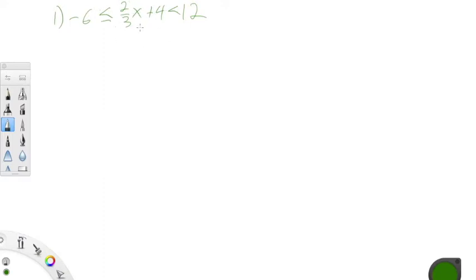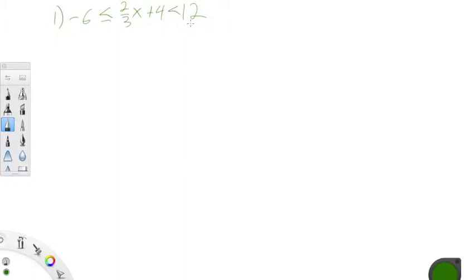I'm just going to do this as one, and we'll treat it kind of like a three-sided equation. Like this is equal to this is equal to this. So anything I do to the middle, I need to do to both of the sides that are not the middle as well. If you haven't tried this yet, try it before you watch the video and see if you come up with the same answer.